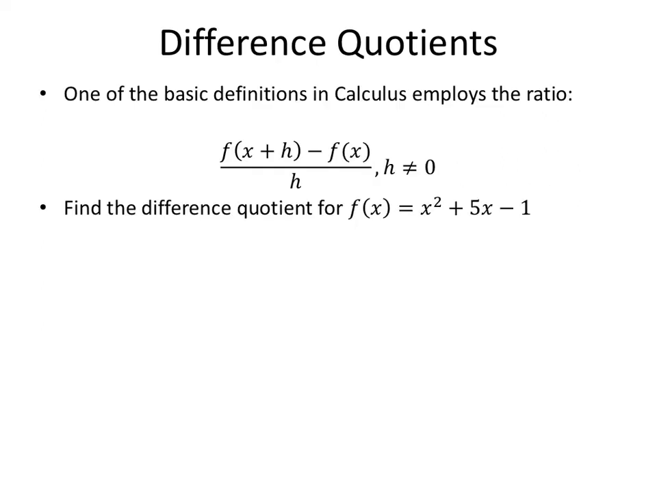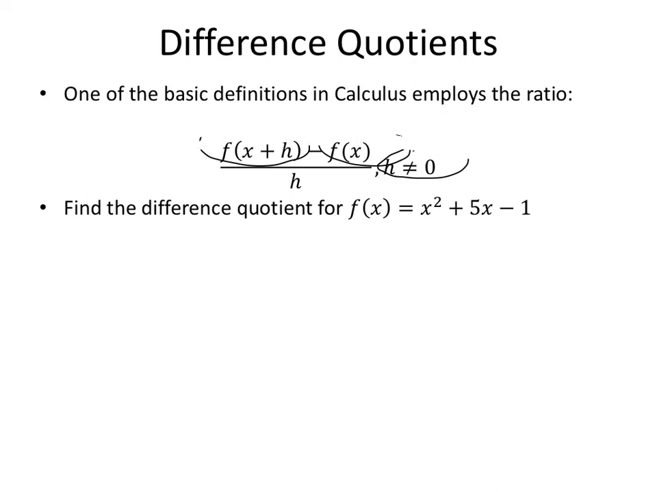Difference quotients. This is the final thing that we're learning here. One of the basic definitions in calculus employs this ratio. And this ratio asks us to input x plus h into our function and x into our function, subtract the two, and then divide them both by h. Okay? Now, that means that h can't be 0. So 0 is not in our domain of this difference quotient.